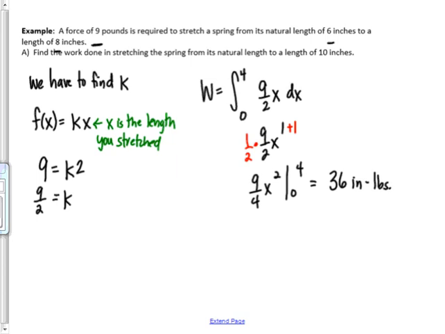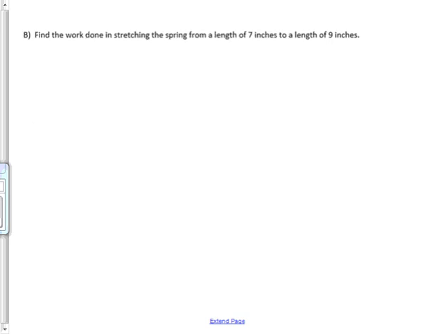So make sure you try some of those spring examples that you got. Oh, wait, this has a part B with it. Find the work done in stretching the spring from a length of 7 inches to a length of 9 inches. So we know what we're going to integrate. This part is just figuring out from what to what. So remember, its natural length is 6 inches.